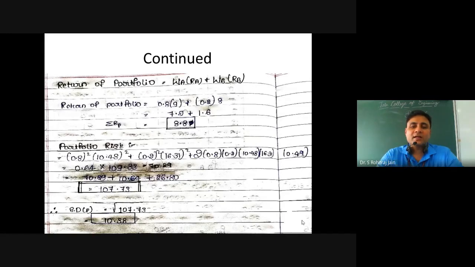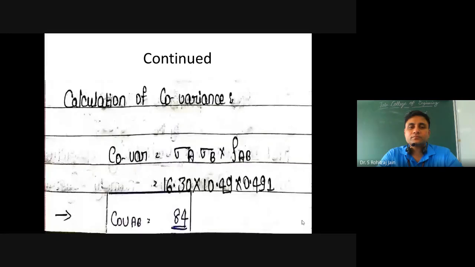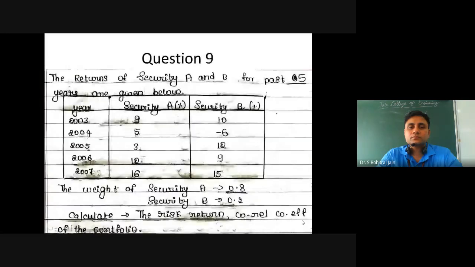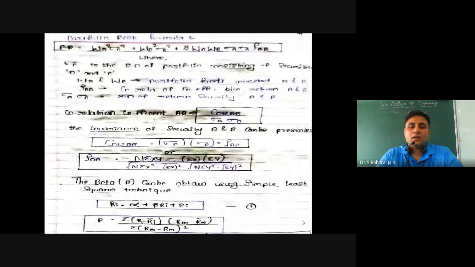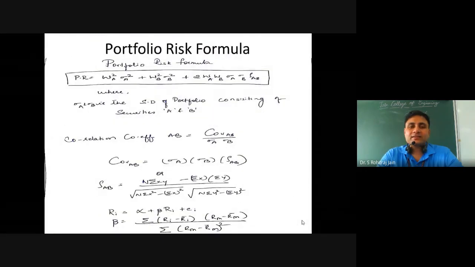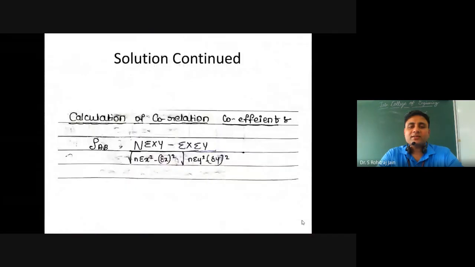Okay, students. Now, the very important thing is I need to calculate the portfolio risk. So how do I calculate portfolio risk, students? I use this formula. See there. So portfolio risk is WA square into sigma A square plus WB square into sigma B square plus 2 into WA WB sigma A sigma B into correlation coefficient of AB. I use the same formula to get the result now. Okay.